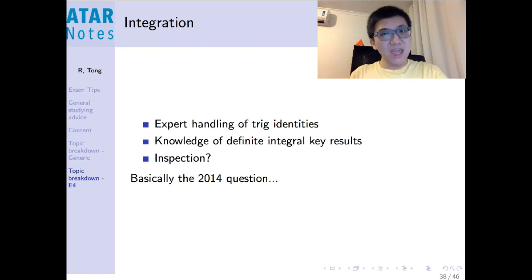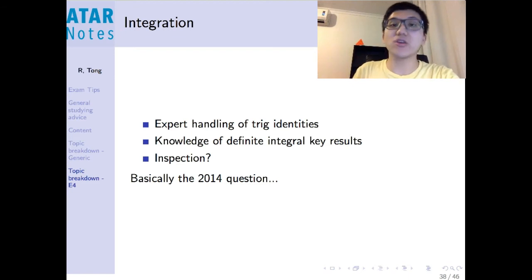And if you're really good, something that you might want to consider doing is trying to solve integrals by just looking at them. So basically be the type of person that's at the integration B level.